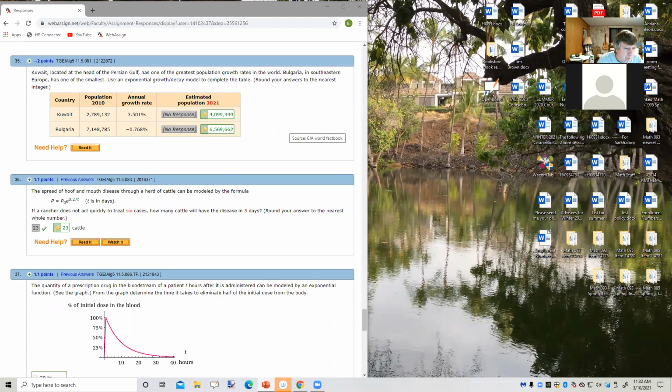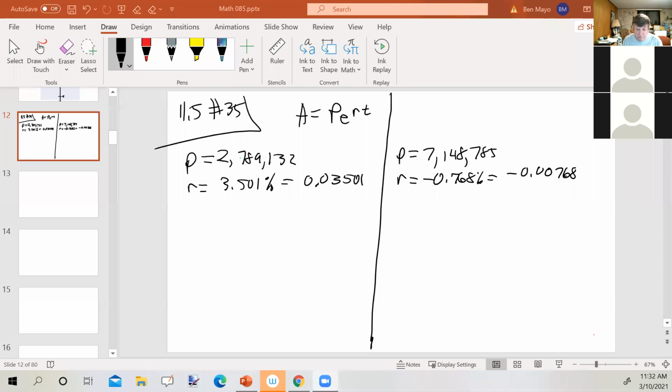For our second problem, the population is 7,148,785. And the growth rate is negative 0.768%, which would be negative 0.00768. Is that right? Let's see. 1, 2. Yep. Okay. So we have our information.